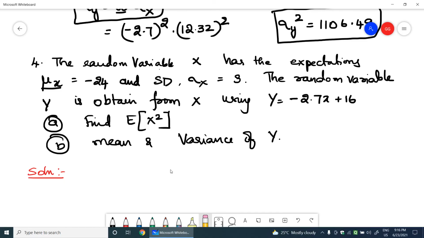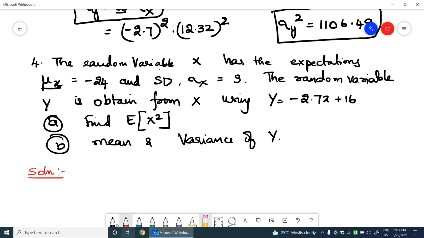Where the random variable x has the expectation mu x equal to minus 24 and standard deviation given to be equal to 3. Now another random variable y is obtained from x using the equation y equals minus 2.7x plus 16. Now you are asked to find the second moment of random variable x, which is the mean of x square, and then the mean and variance of y. Okay, so let us look into this solution. Again, this is a very simple problem.